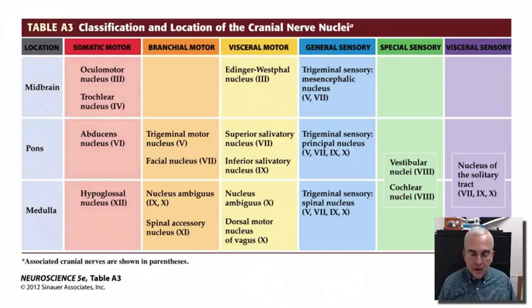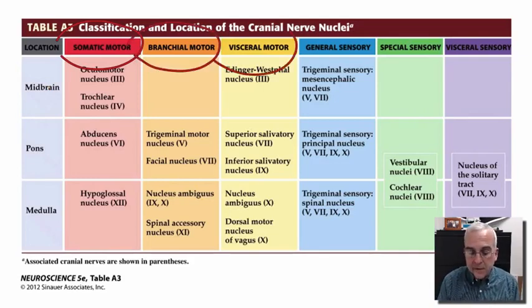So what this chart does is it organizes the brainstem according to embryological division, that is midbrain, pons, and medulla, and also organizes across our various ways of breaking down motor outflow and sensation according to our embryological framework. So we have 6 columns in this chart. We have 3 to the left of center for motor control and 3 to the right for sensation. And for motor control, we recognize a somatic motor division, a branchial motor division, and a visceral motor division.